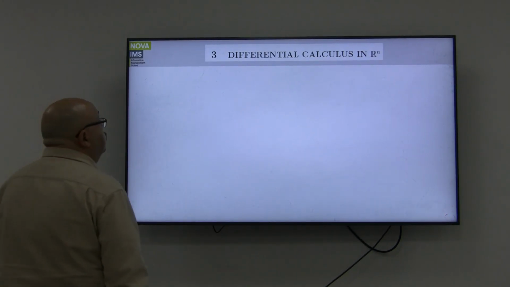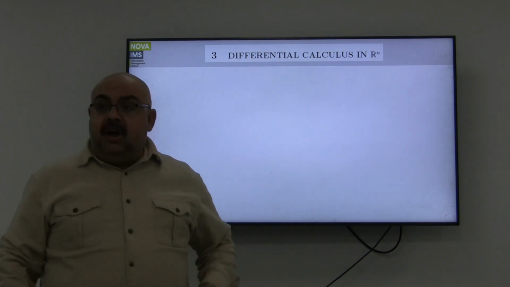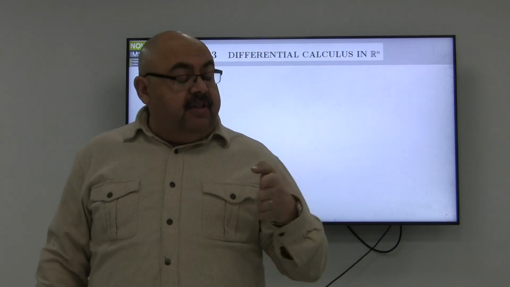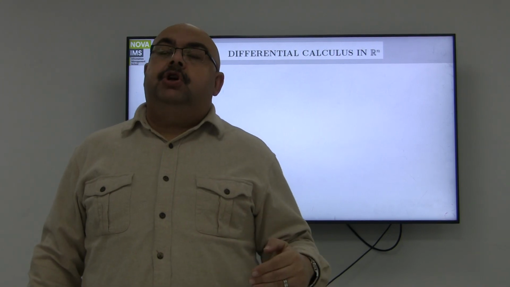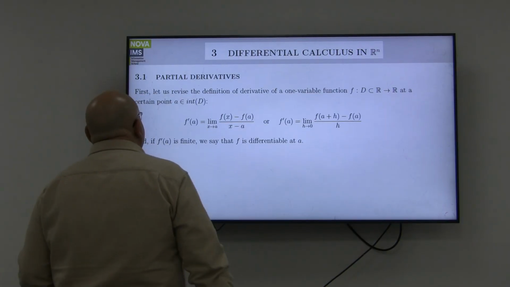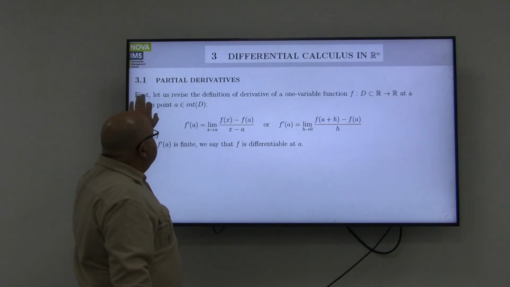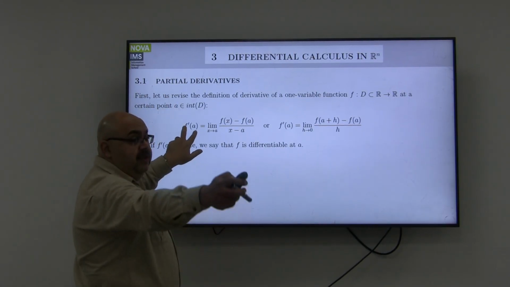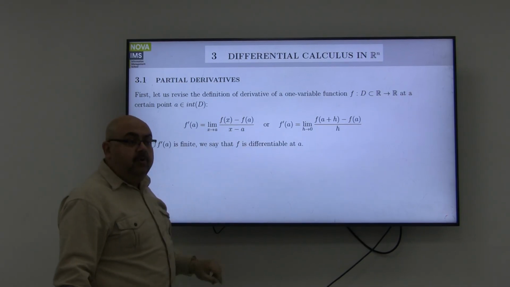Now we will go to differential calculus, but in this case in Rn. So Rn covers two things: the functions in several variables, and also an introduction to vector valued functions, which are functions with more than one output. So in this case, I will need partial derivatives. Okay, first let us revise. This is the main law of the derivative in one variable, which is f of x minus f of a over x minus a.